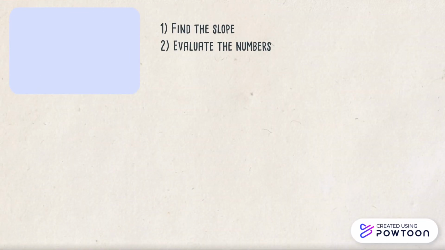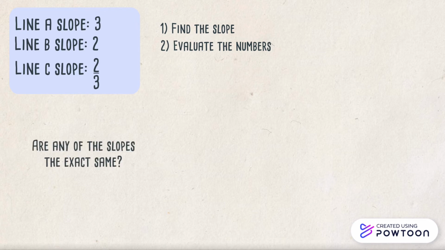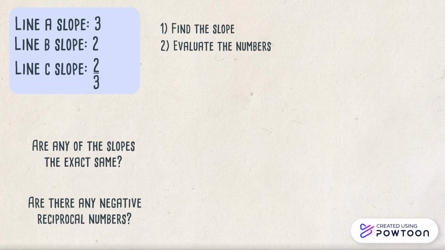Line A is 3, line B is 2, and line C is 2/3. Now, the questions we should be asking are: are any of the slopes the exact same, and are there any negative reciprocal numbers? Now, we just need to think about it because this is essentially our answer.